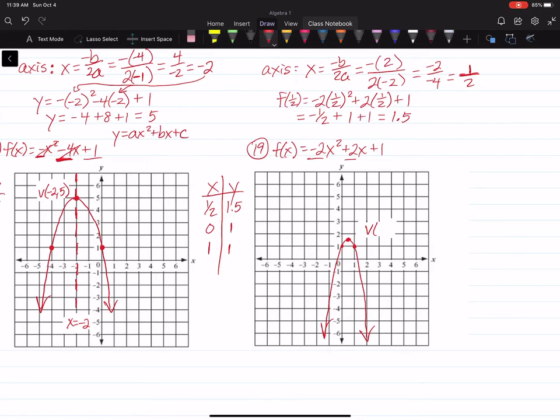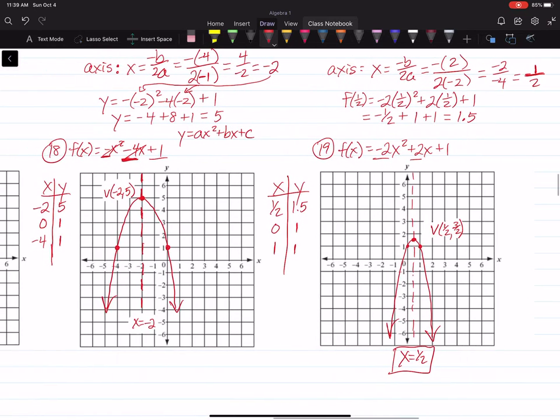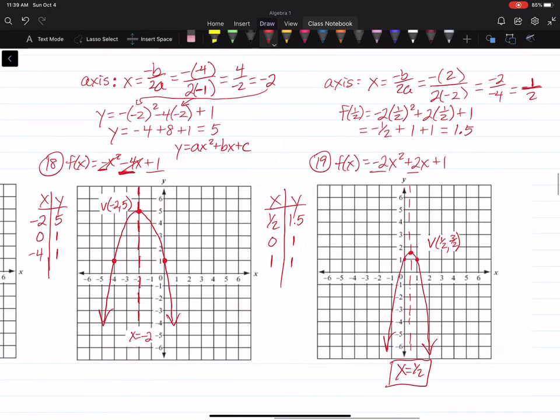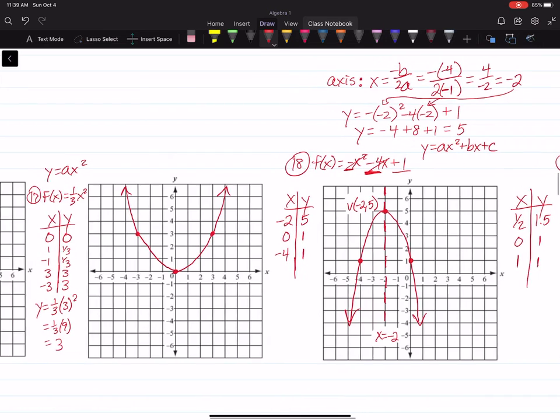So my vertex is 1/2, and that'd be 3 over 2 or 1.5, however you want to write it. My axis of symmetry is this line that goes right through the middle of it, and it is x equals the x part of your vertex, 1/2. Okay? So those are the graphing problems when you're written in standard form. And as always, you can put it in your calculator, saves time. Okay?